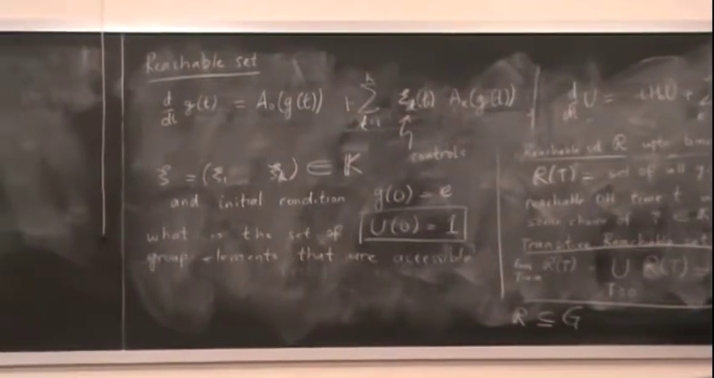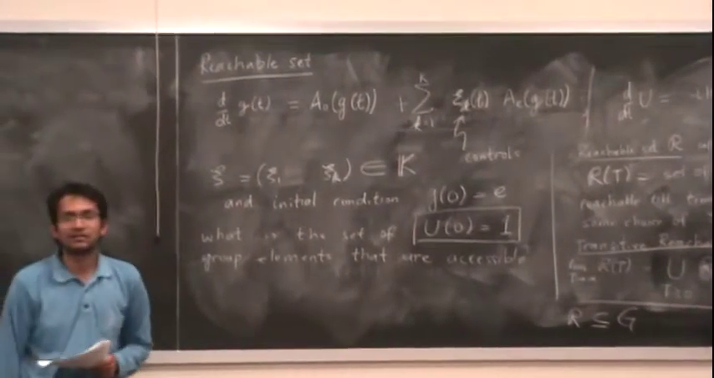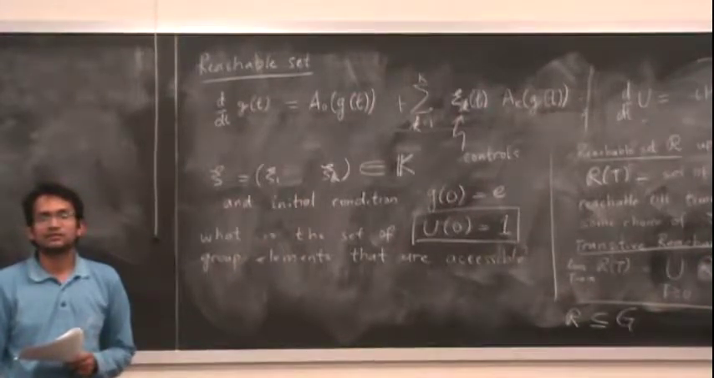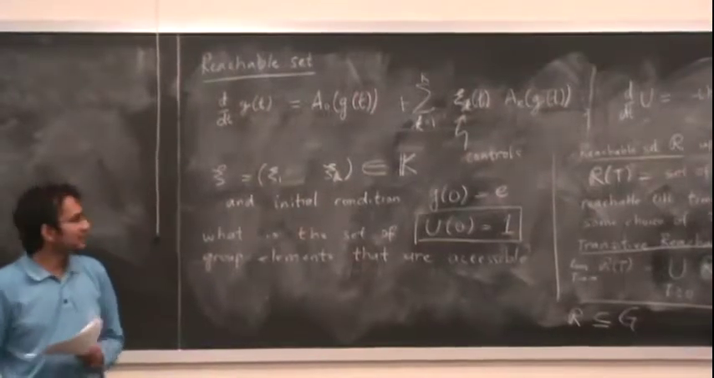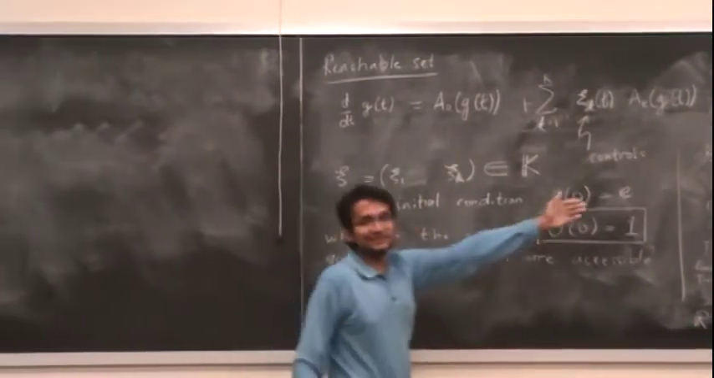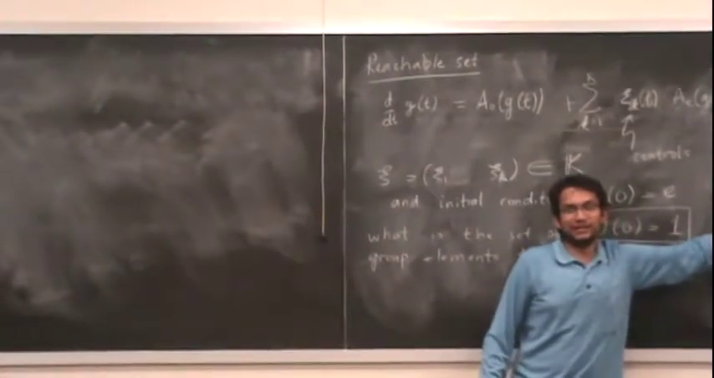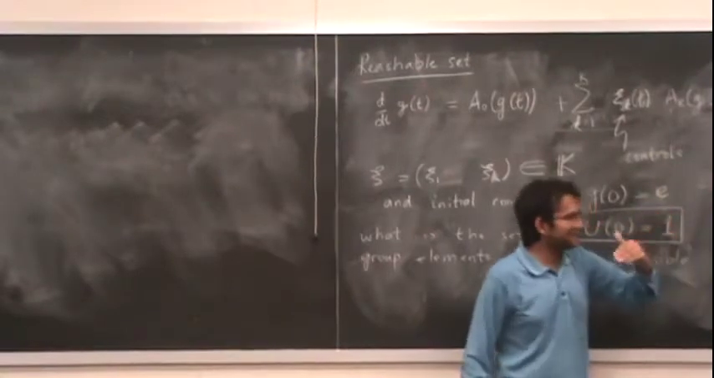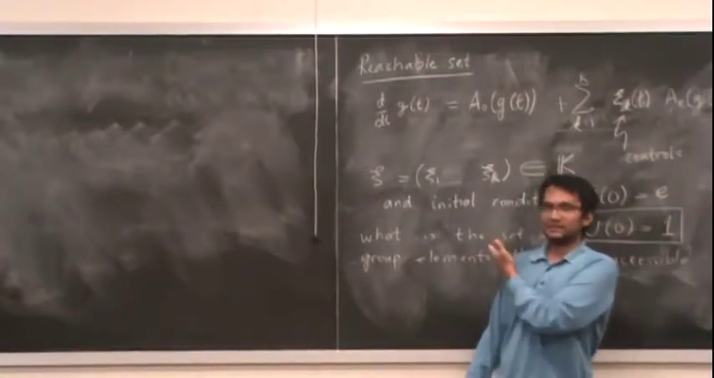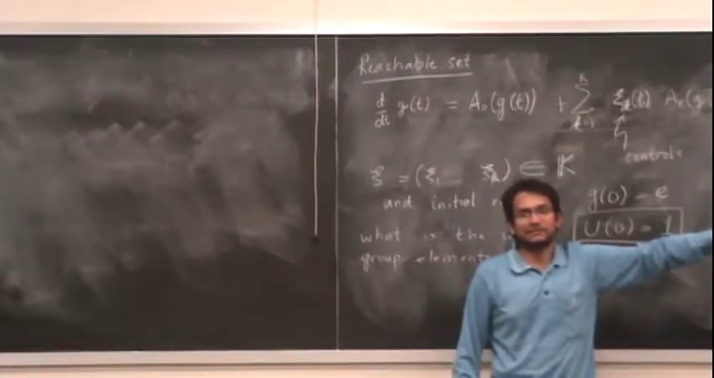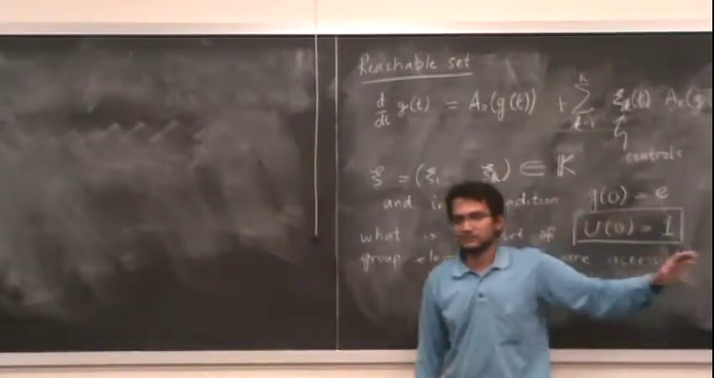Sorry, one other question. Your C1 through CK, are those necessarily fixed and they just have some parameter like time? Or can I actually choose what that function is? You can choose what that function is. In fact, the point about the reachable set is that it's better defined as: there exists a choice of these functions that will get you to that particular group element in some time, finite or otherwise. Right?